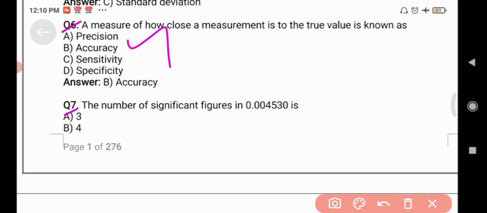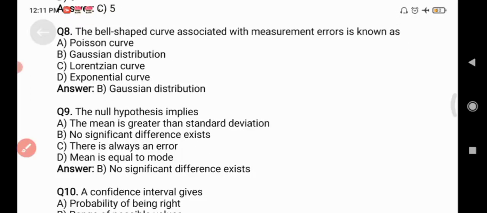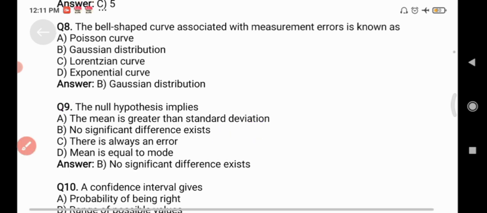The number of significant figures in 0.004530 is option A, 3. The bell-shaped curve associated with measurement errors is known as option B, Gaussian distribution. The null hypothesis implies option B, no significant difference exists.